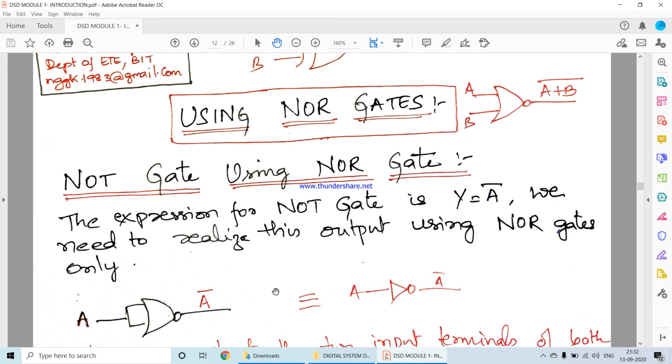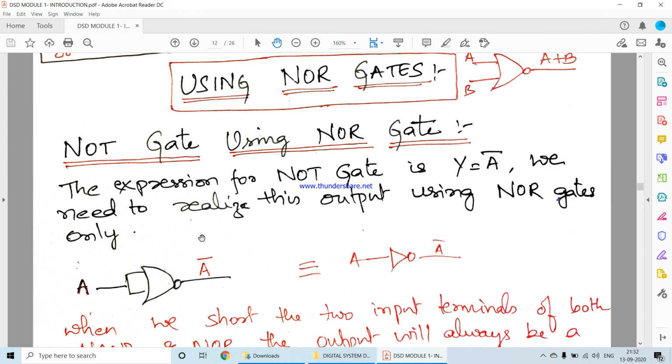Now let us see how to get different gates using NOR gate. So we have two universal gates, NAND gate and NOR gate. Now we will see how to use NOR gate to realize the basic gates. First we see NOT gate using NOR gate. It is similar to the NAND gate which we have done. You short the two inputs of the NOR gate and give one input A and you get A bar. Okay, so in both NAND and NOR, if you short two inputs, that behaves as a NOT gate.